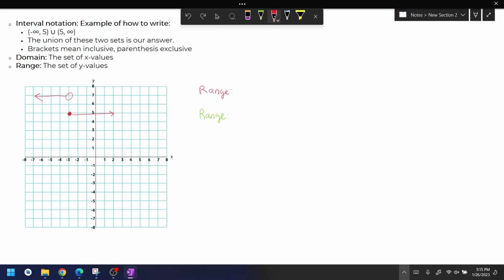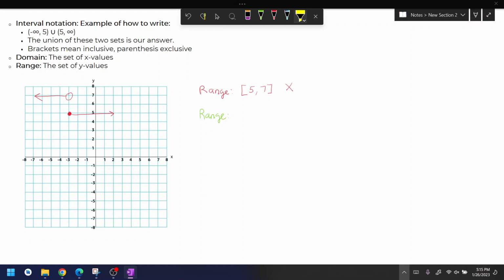So it's easy for a lot of you guys to think, oh, well, the range would just be [5, 7], and we would have brackets since we do have points at 5 and at 7. However, this is wrong. The reason why is because if we had [5, 7], we're saying that our range includes all y values between and including 5 and 7.